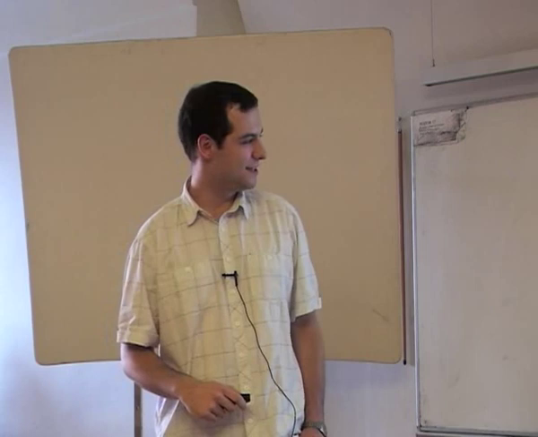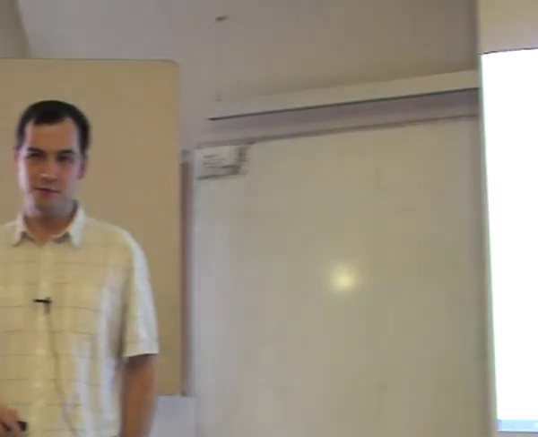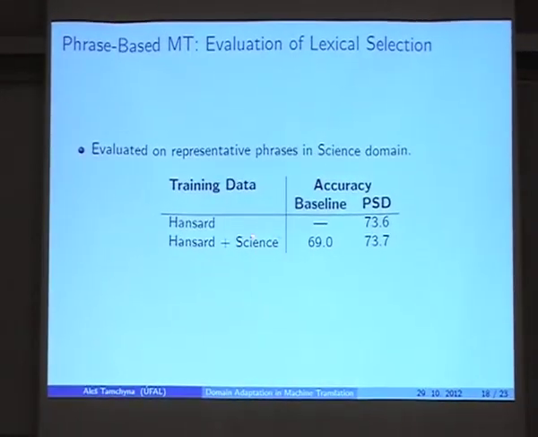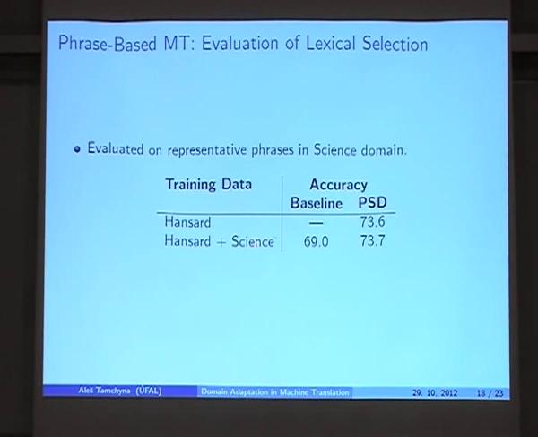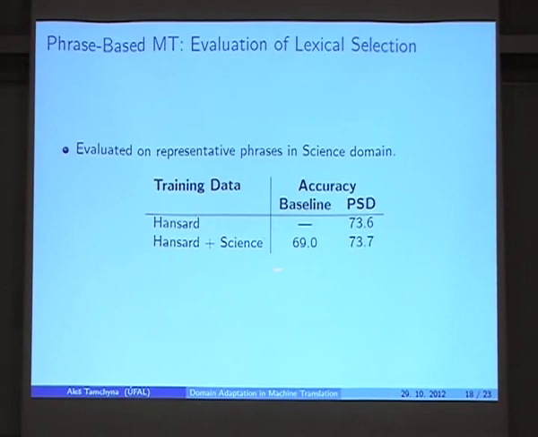So how does PSD perform? Well, as you can see, the baseline is very strong. I can tell you what the baseline is. That's the most frequent translation. So you look at both Hansard and science. You take the most frequent translation of each source phrase, and you just output this as the translation candidate, and you already get almost 70% accuracy. So improving this is hard, and we did improve a little bit, but we kind of hoped for more.